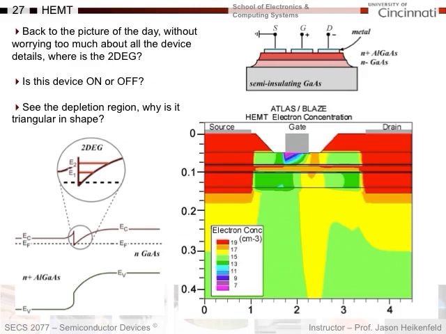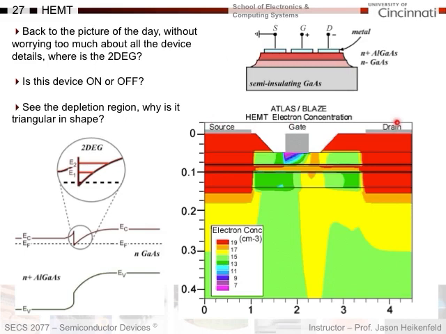So let's go back to the picture for the day, which was a high electron mobility transistor, and let's see if it starts to make sense. So let's look at this device. Here's the source, here's the gate, here's the drain. And my first question is, is this device on or off?